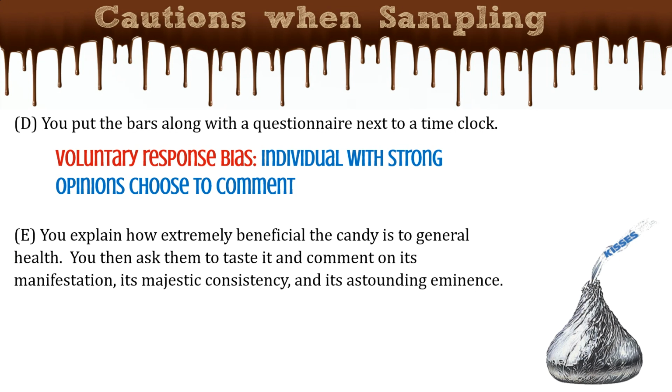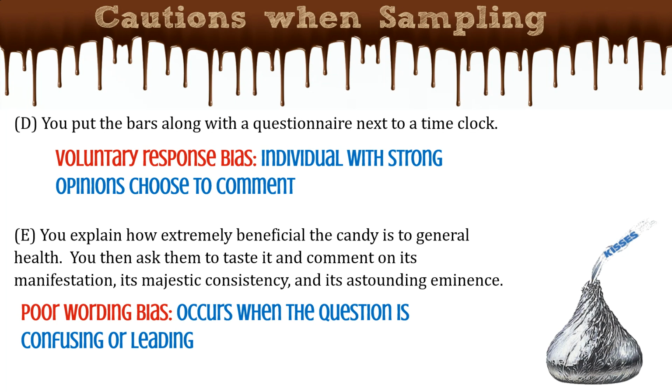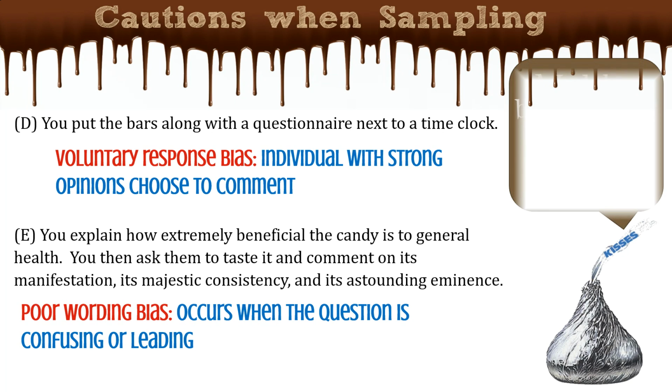The last one, again, is my personal favorite because you're asking people to taste the manifestation, the majestic consistency, and the astounding eminence that is this piece of chocolate. Guess what? You just made a poor wording bias. It occurs when a question is confusing or leading, so pushing people to have a specific answer. Well, knowing that this budget is going to affect our military, which is going to defend our country, how do you feel about it? Very poor wording.